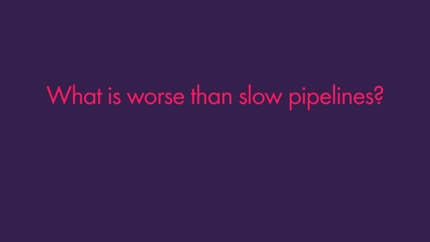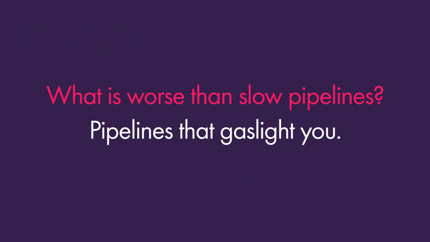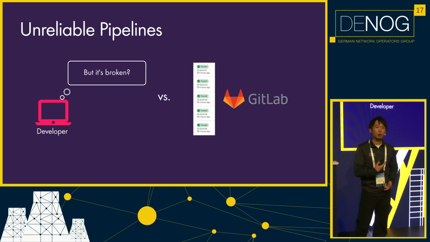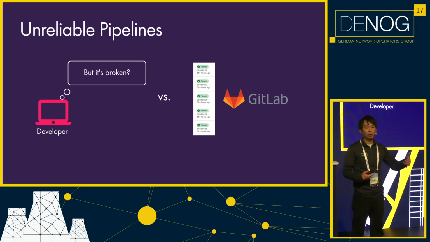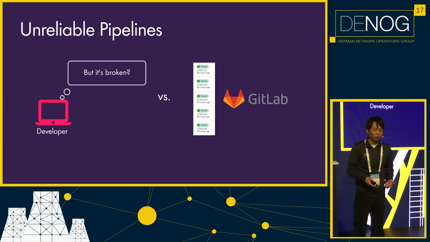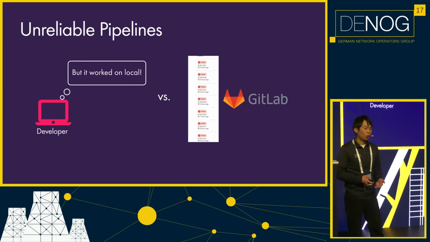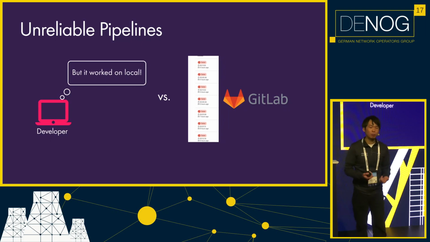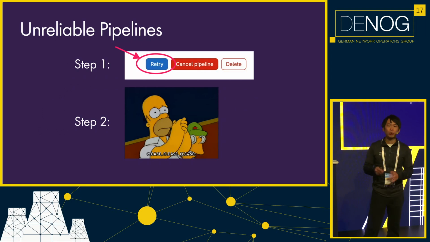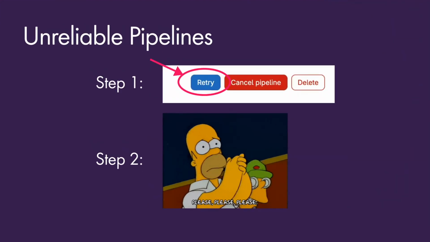But there's something even worse than slow pipelines: pipelines that try to gaslight you. We're talking about unreliable pipelines. Your developer is hacking away locally, then puts it on GitLab, and GitLab says everything is green, this is perfect. But the developer locally is still like, no, I don't think so, there's something wrong with it. Or it could be the other way around: it worked for me locally, but when I put it on GitLab, everything is red. And what people do after that is they go to GitLab, click retry, and start praying. This is what we did for a while.